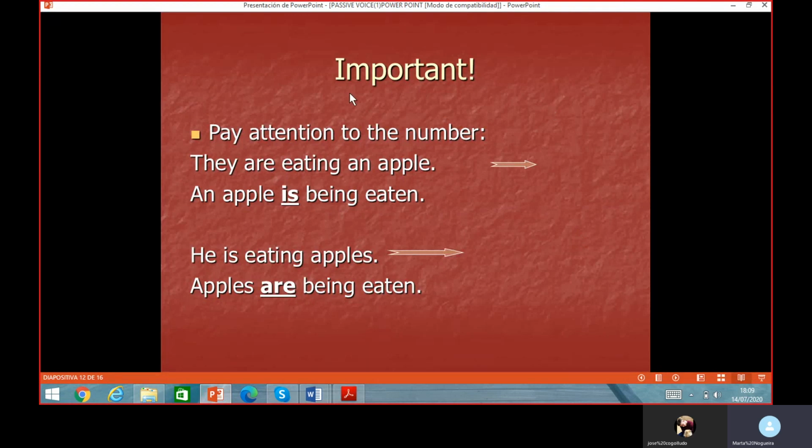the number. What is the number? If I say they are eating an apple, this is plural. I have a plural subject, I have a plural verb, and then an apple is being eaten. An apple is singular, so this is going to be singular. He is eating apples. Apples are being eaten. Él está comiendo manzanas, las manzanas están siendo comidas.